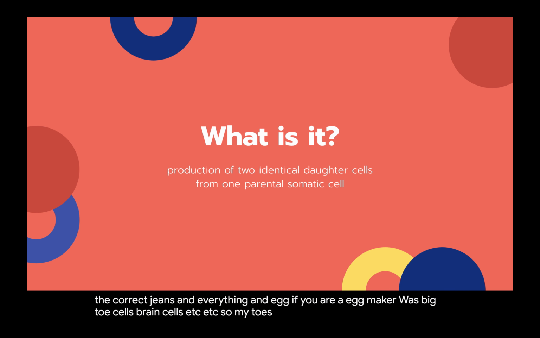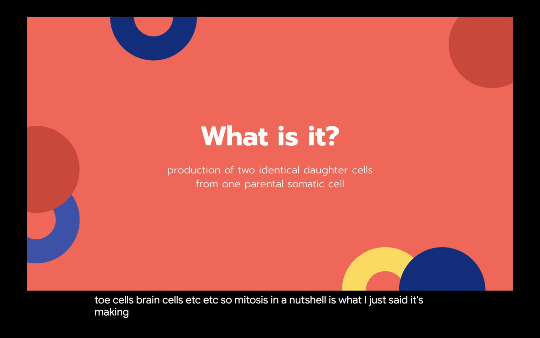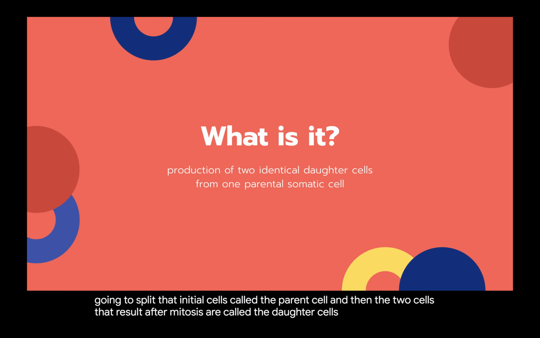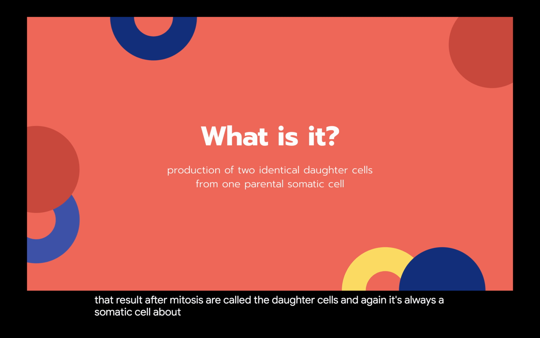So mitosis in a nutshell is what I just said. It's making two identical cells. We call them daughter cells. So when one cell is going to split, that initial cell is called the parent cell, and then the two cells that result after mitosis are called the daughter cells. And again, it's always a somatic cell, a body cell, could be an eyeball cell, a heart cell, a liver cell, a pancreas cell, who knows what. It's not an egg cell, and it's not a sperm cell either, because those are made via meiosis.